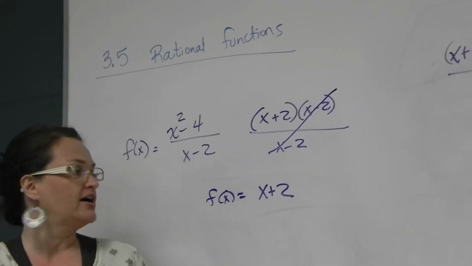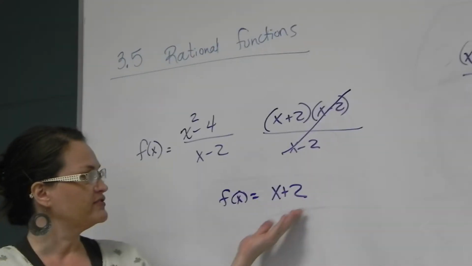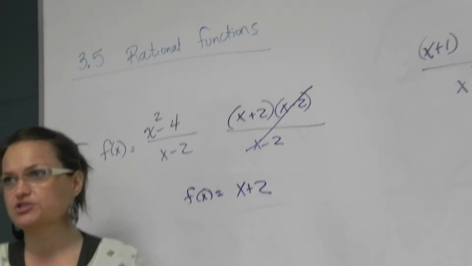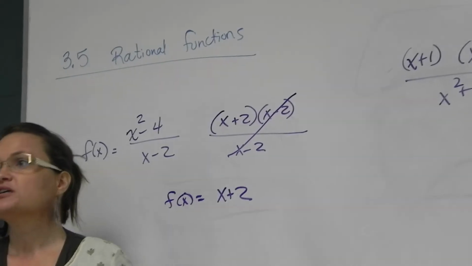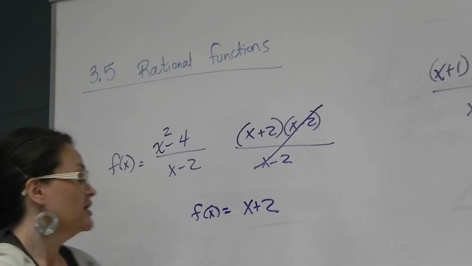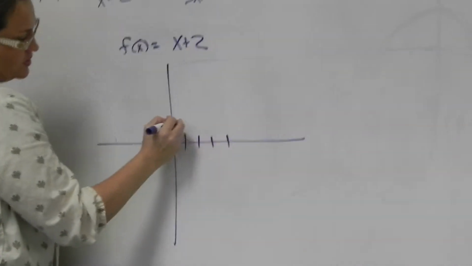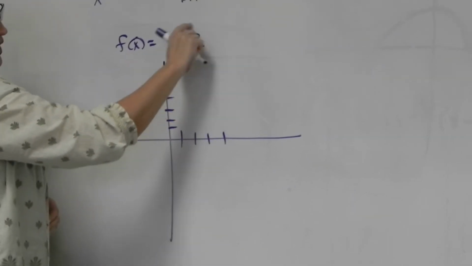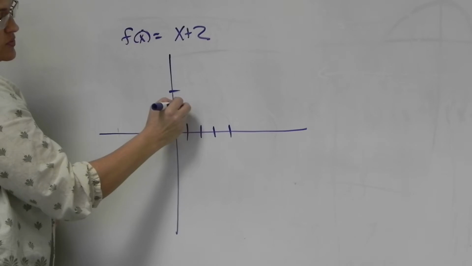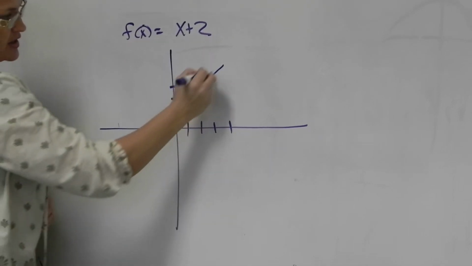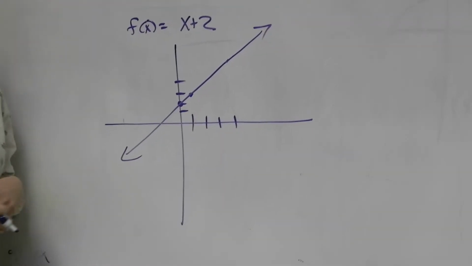And what type of function, or what does this graph to look like? Y equals x plus 2. Just a line. So it reduced to just a line, and if we graph this line, we would know that this is a y-intercept at 2, rise 1, run 1. It graphs to look like that line.